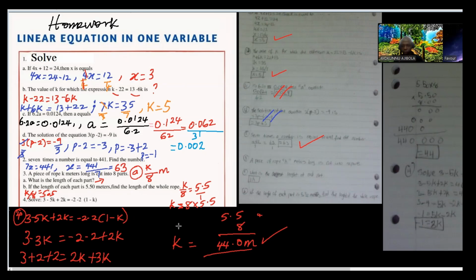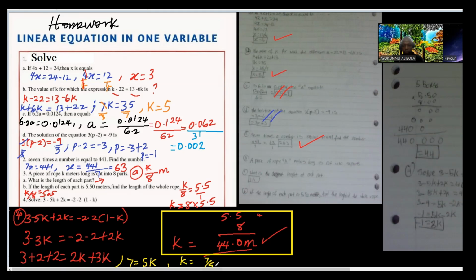Let me shift this a bit. Let me mark this so that you know it's a different k here, different from the other k. So now 3 plus 2 plus 2 is what? 7. Then 2k plus 3k is what? 5k. So what's our k? k equals 7 over 5, which is one whole number, 2 over 5. That's good.